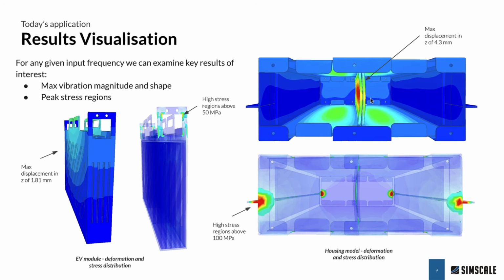Whereas for the housing, we had very high displacements of 4.3 millimeters, which could lead to issues, and also very high stress regions here and here. Here are the stress regions that were above 100 megapascal, but we also have very extended areas that have stresses above 50 megapascal.